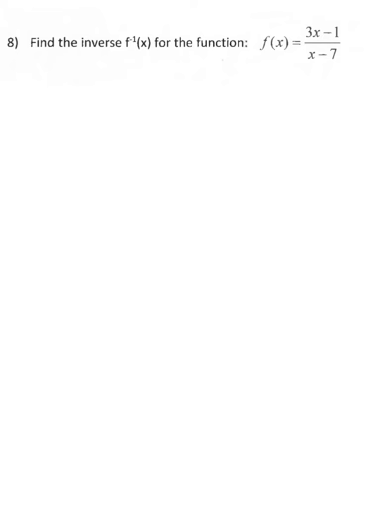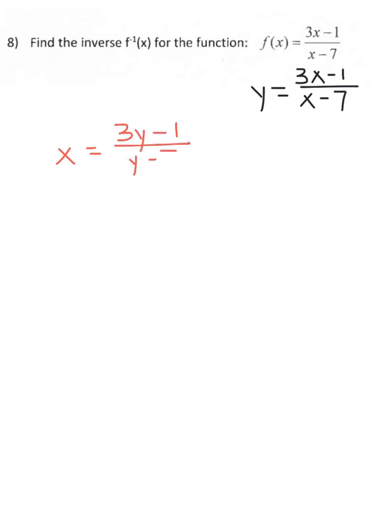Okay, so here we know that f of x means the same thing as y, right? So we could rewrite this as y equals (3x - 1) over (x - 7). Okay, so now what we want to do is find the inverse. We want to switch the y to an x and switch these x's to y's. So we'll have x equals (3y - 1) over (y - 7).